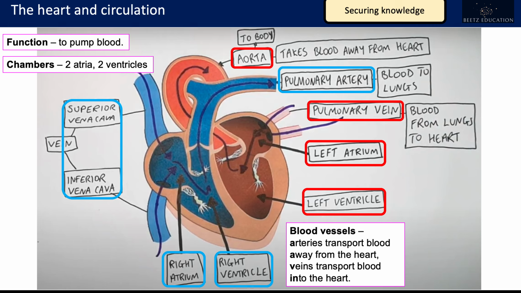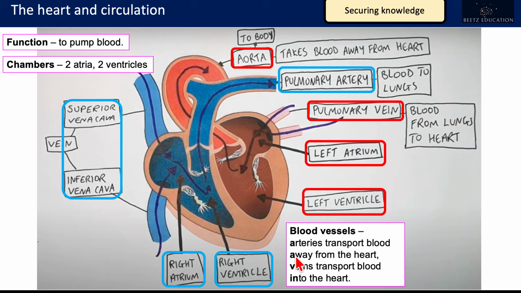Now, there are four main blood vessels connected to our heart. Two of which are arteries, one there, pulmonary artery, and one here, the aorta. And we have two major veins, okay? So we have the pulmonary vein and we have the vena cava. You don't need to know the superior and inferior vena cava. You can just refer to them as the vena cava. Some people say vena cava as well, by the way. Either is acceptable.